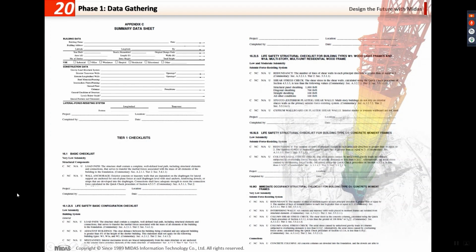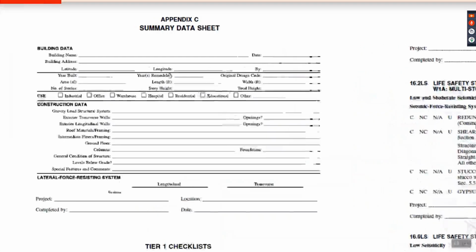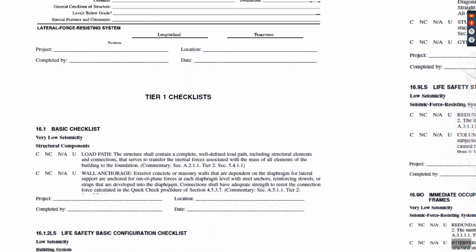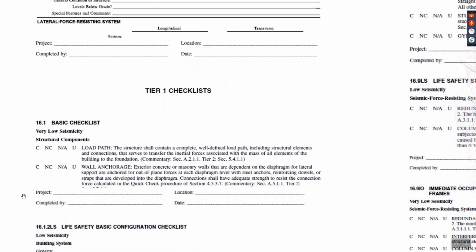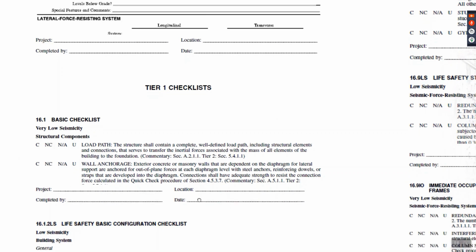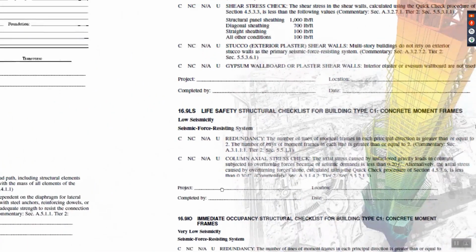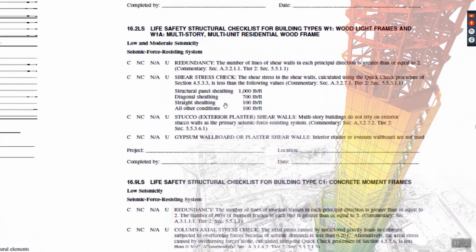So this is an example of the checklist for the Tier 1 evaluation. You have the building information. You also have the basic checklist, where you can check if an item is compliant, non-compliant, not applicable, and so on. We also have the life safety basic configuration checklist, and the life safety structural checklist, and so on.